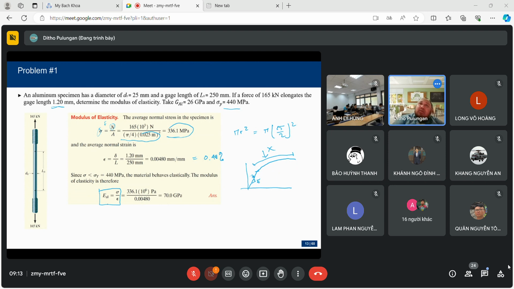Then you can use Hooke's law. Okay, Hooke's law says sigma is equal to E times epsilon, and then E is equal to sigma divided by epsilon, which is the one here. And then you can calculate that the sigma is 336, the epsilon is 0.0048, and then you can get the modulus of 70 gigapascal.